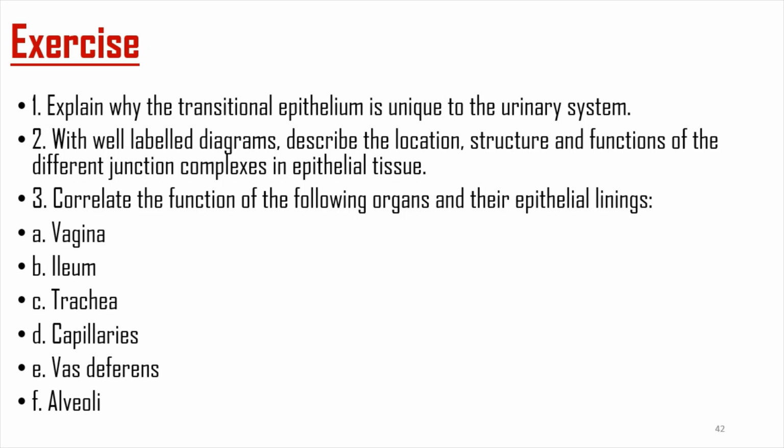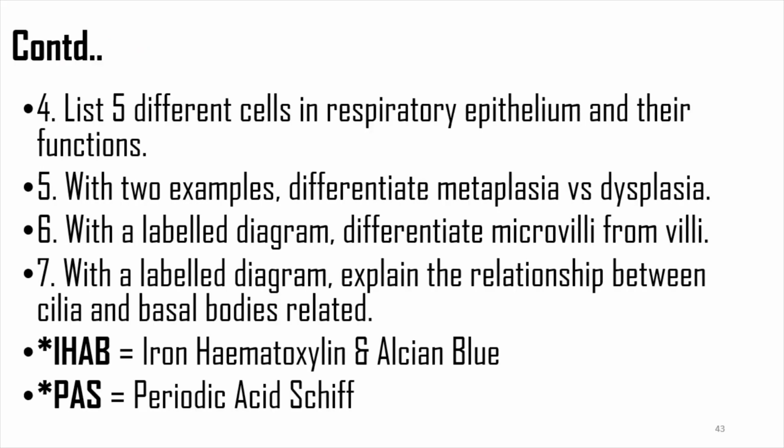So now correlate the function of the following organs and the epithelial linings. Vagina, what is the function of the epithelia there? Ileum, function. Trachea, function. So the ileum is for absorption. Trachea, capillaries, vas deferens, and the alveoli. And then you list 5 different cells in the respiratory system and their functions. And then with 2 examples, differentiate metaplasia versus dysplasia.